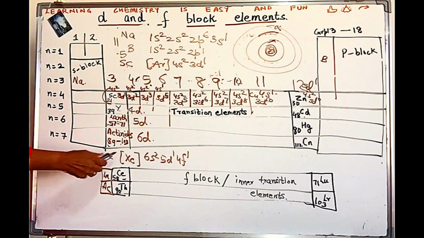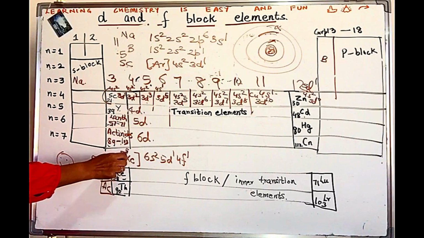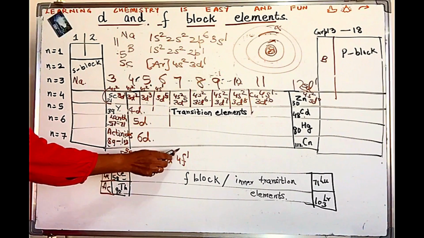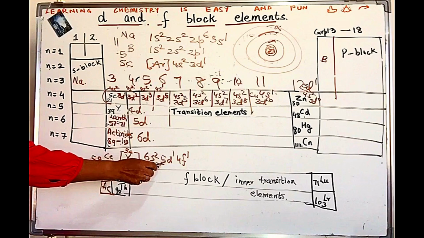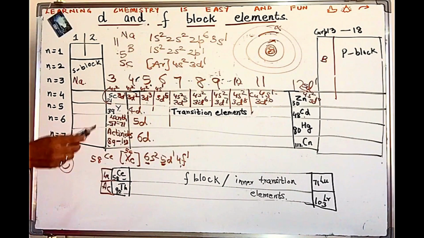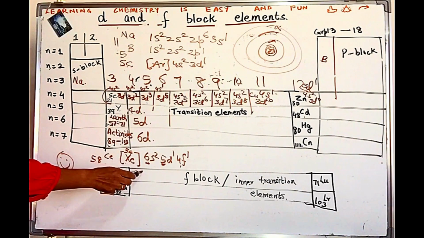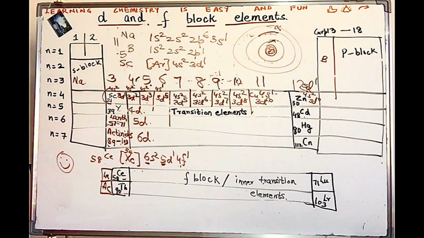So cerium, in terms of the nearest inert gas, its atomic number is 58. So the nearest inert gas is xenon, atomic number 54, 55, 56, 57, 58. My valence shell is the 6th one. The penultimate shell is the 5th one. The antepenultimate is the 4th one. That is why they are called the inner transition elements or the F block elements. What happens here is the electron is entering into the F orbital of the inner penultimate shell.